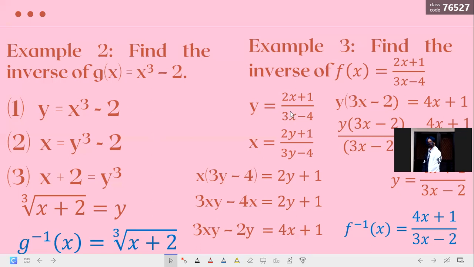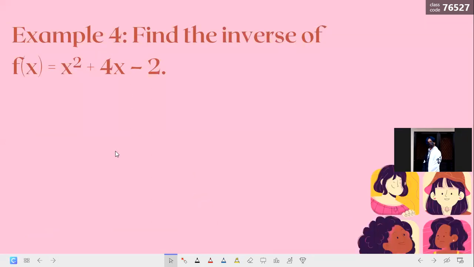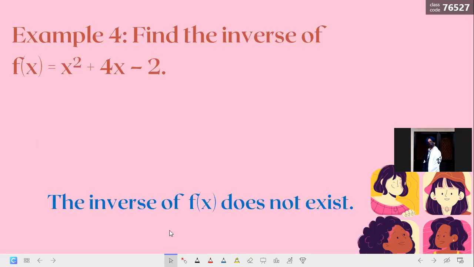May question po tayo dito sa 2 more examples natin. Okay, let's proceed with this one. How about this one? Does the inverse of the function exist? Hindi po, ma'am. Why? Because quadratic po, it's not one-to-one, it's many-to-one. So since it's a quadratic function, the degree is 2, the degree is even, then the one-to-one or the inverse of that does not exist.